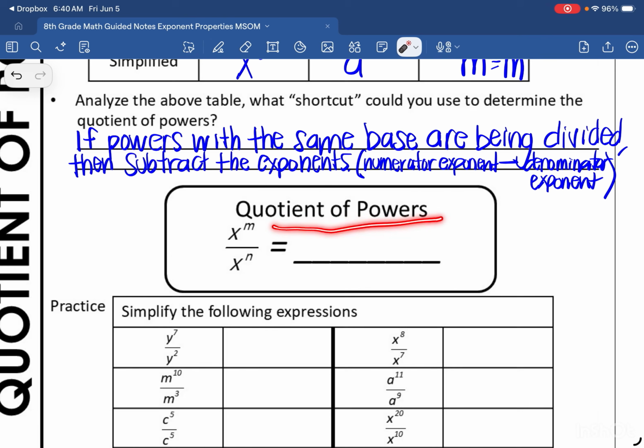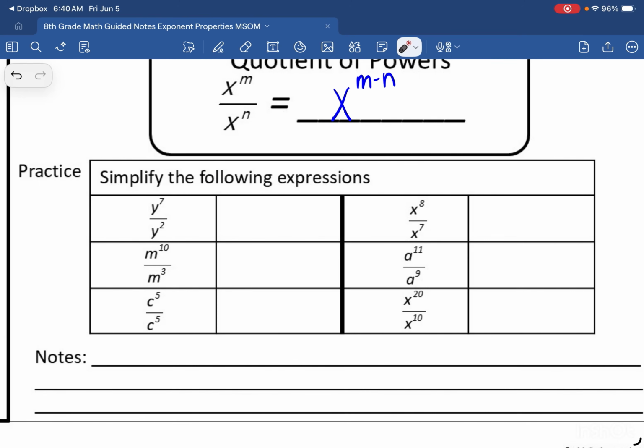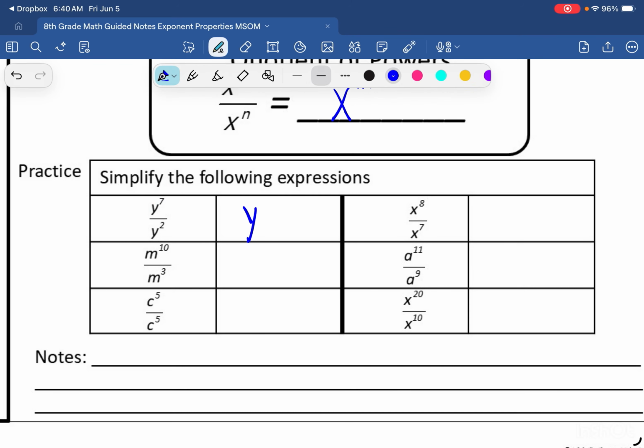Summarizing the quotient of powers. If I have x to the m over x to the n, so they have the same base, then that is the same as x to the m minus n. Simplify the following expressions. Y to the 7th over y squared is the same as y to the 7 minus 2, which is 5. M to the 10th over m cubed is the same as m to the 10 minus 3, which is 7.